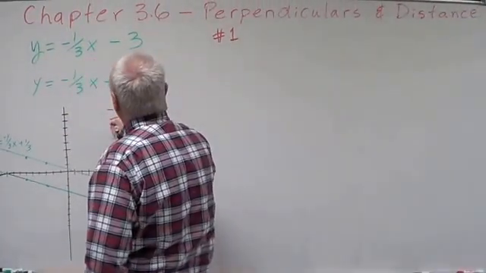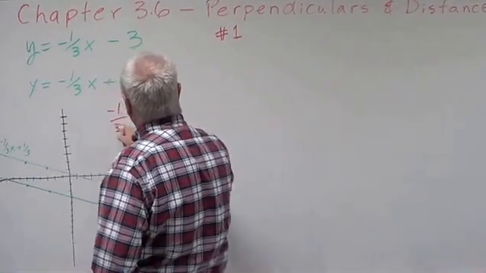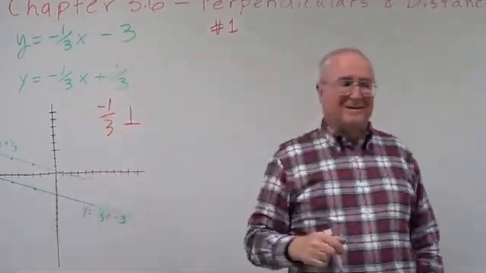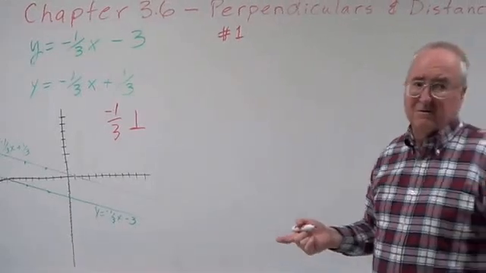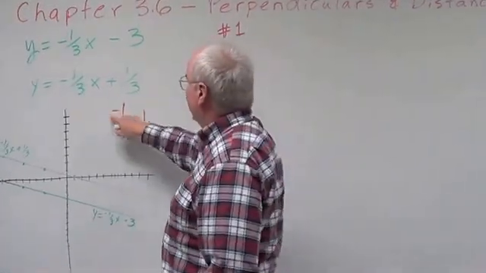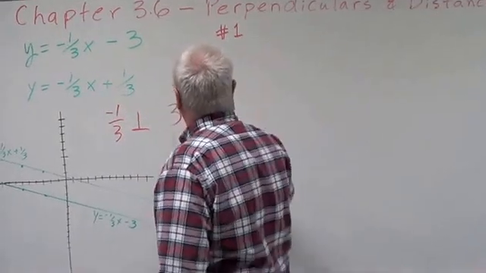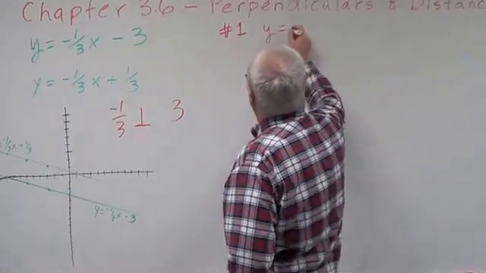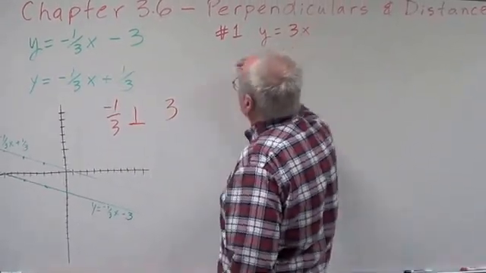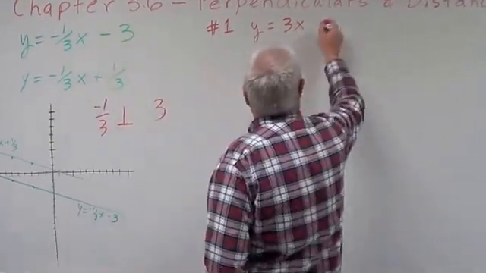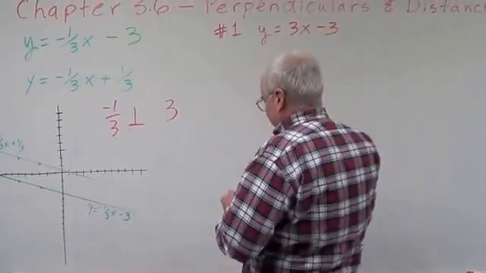If I have a negative 1/3 and I want a perpendicular line, what do I do? Negate and converse. Contrapositive. I negate it, which means it's going to be positive, and I flip it, so it's going to be a 3. So this equation is going to look like this: 3x, and I'm going to go through the same y-intercept as this, negative 3.